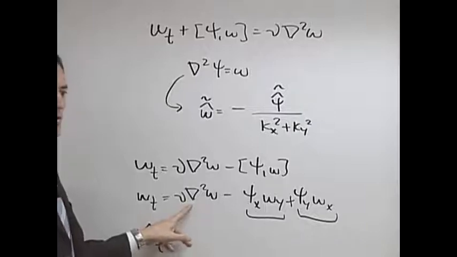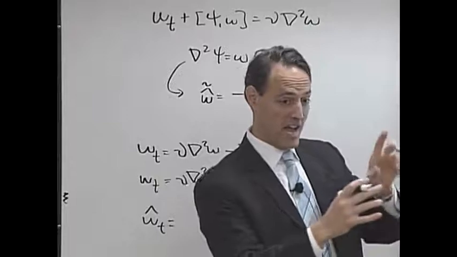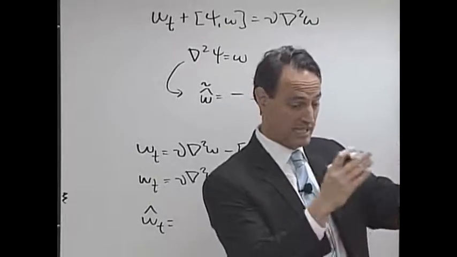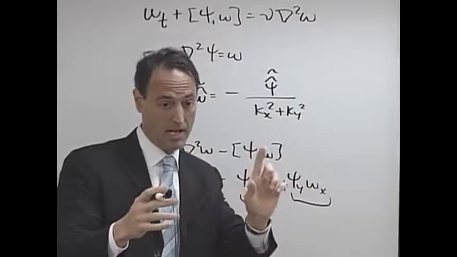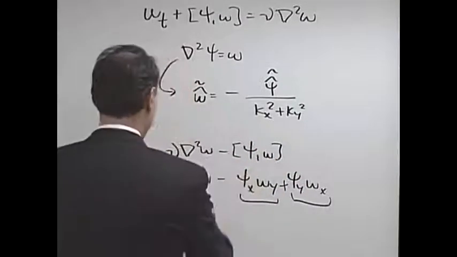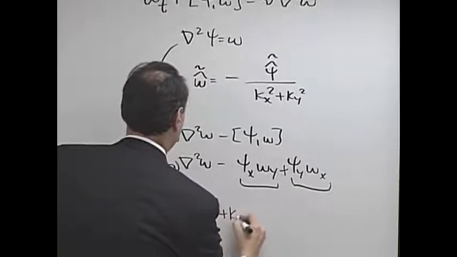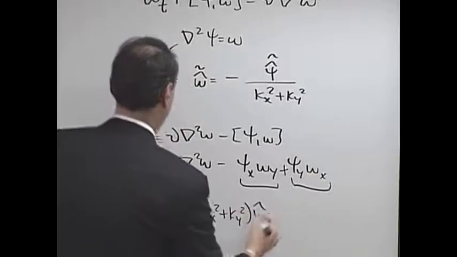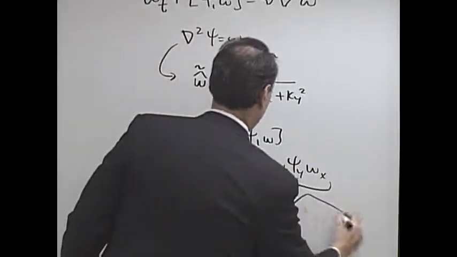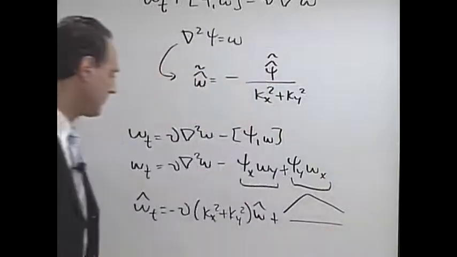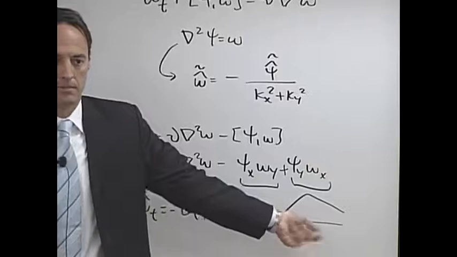When I Fourier transform this, it's going to be that. This is easy. Fourier transform of 2 derivatives in x and 2 derivatives in y. 2 derivatives in x is going to pop out (ikx) squared, which is minus kx squared. 2 derivatives of the Fourier transform in y is going to pop out (iky) squared. So this thing here becomes negative (kx squared plus ky squared) omega hat, plus the Fourier transform of all the rest of that stuff. It's nonlinear, so I just have to compute it all and then Fourier transform it.